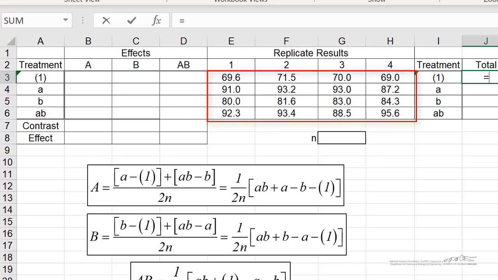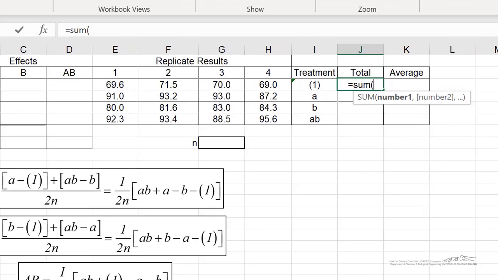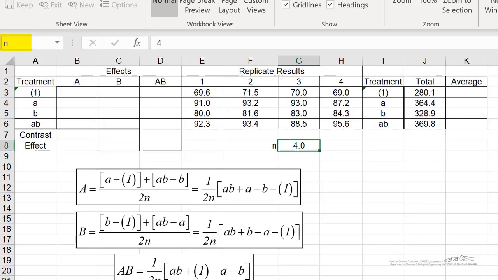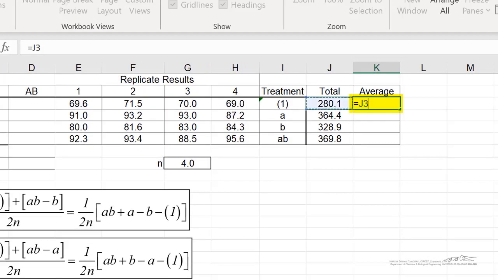So I'm going to first compute the total, and this is just the sum of the 4 results. We can drag that down, so we're calculating the sum of all of our replicates for each of the treatment combinations. I'm also going to put a 4 in here because that's the number of replicates, and I'm going to name that little n. The average is simply the total divided by n. This isn't necessary to do our effects analysis, but I'm going to do this regardless.